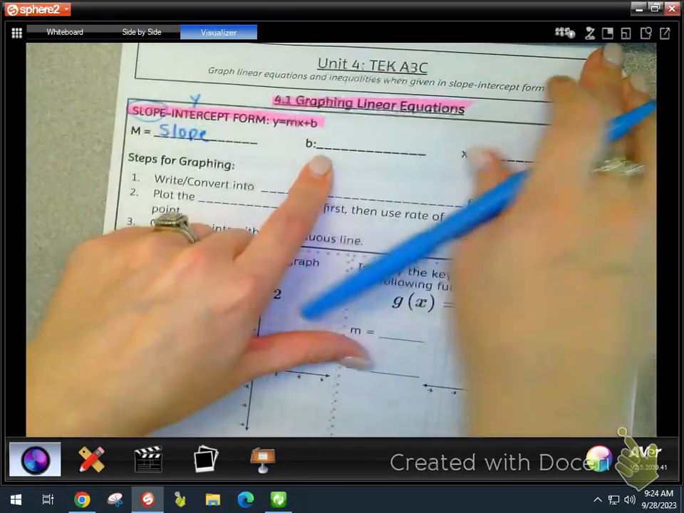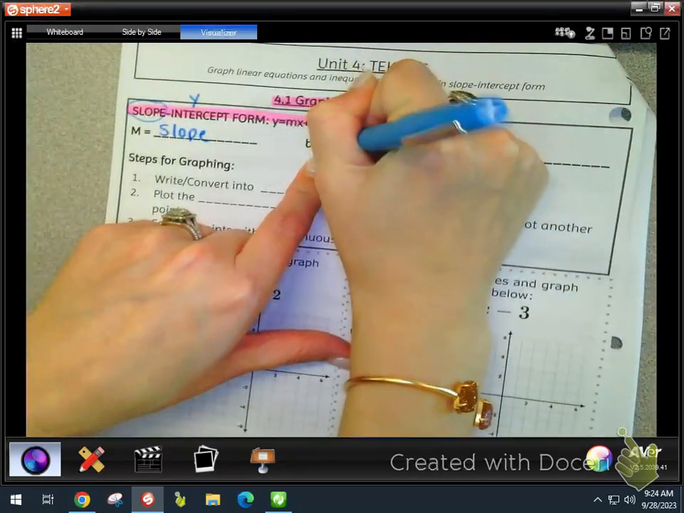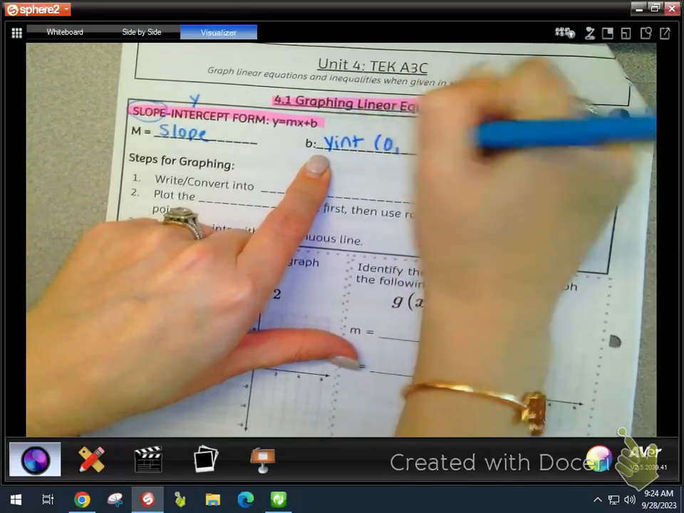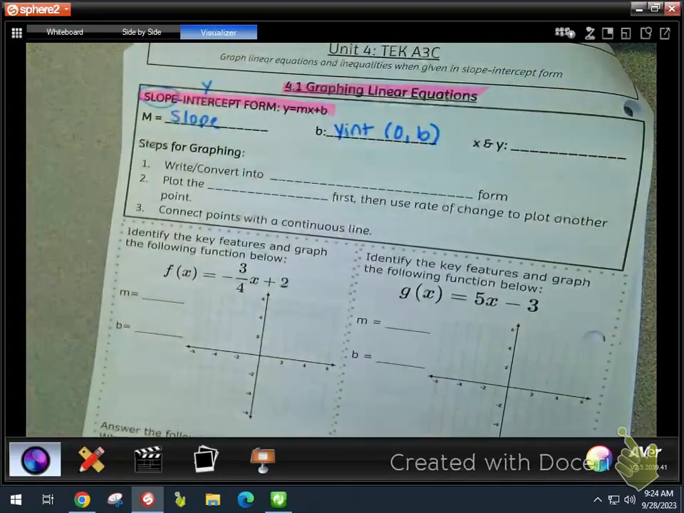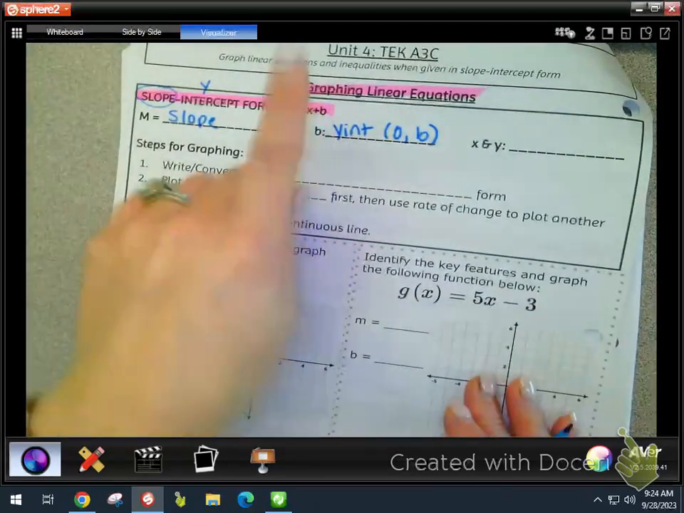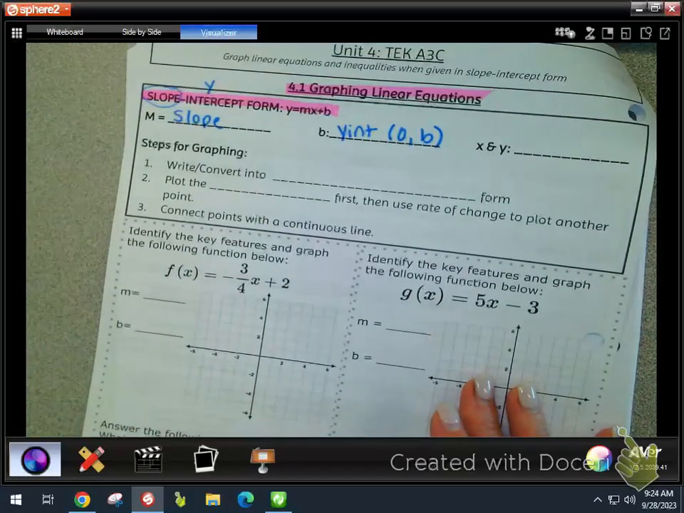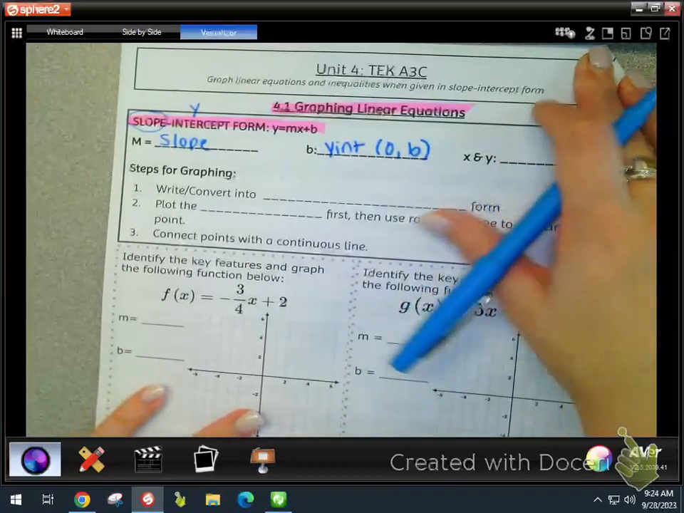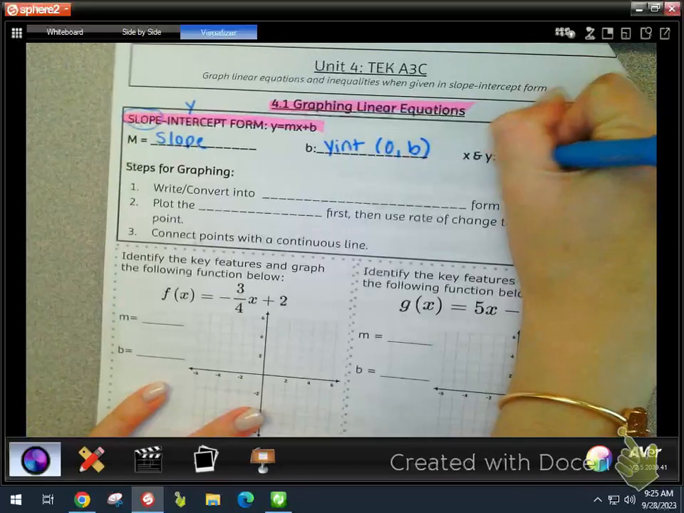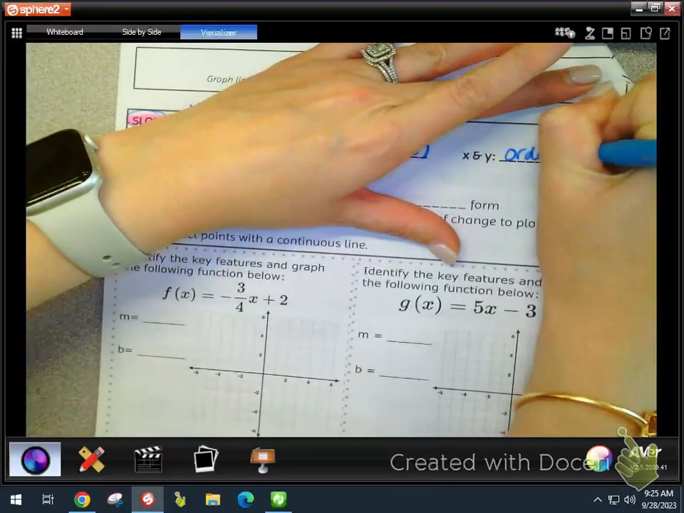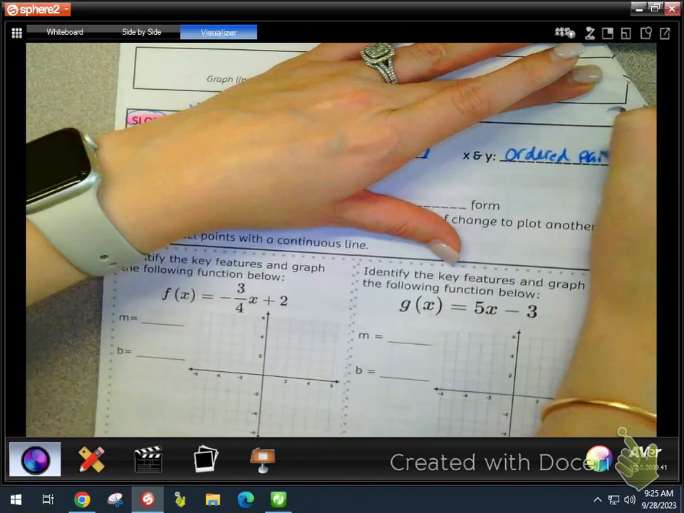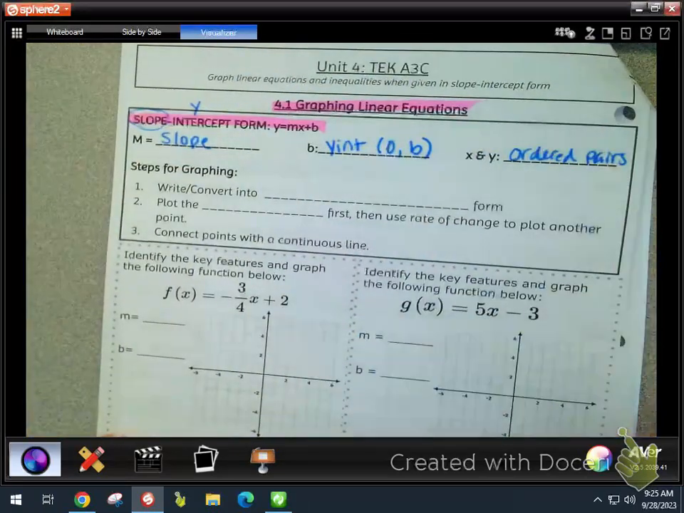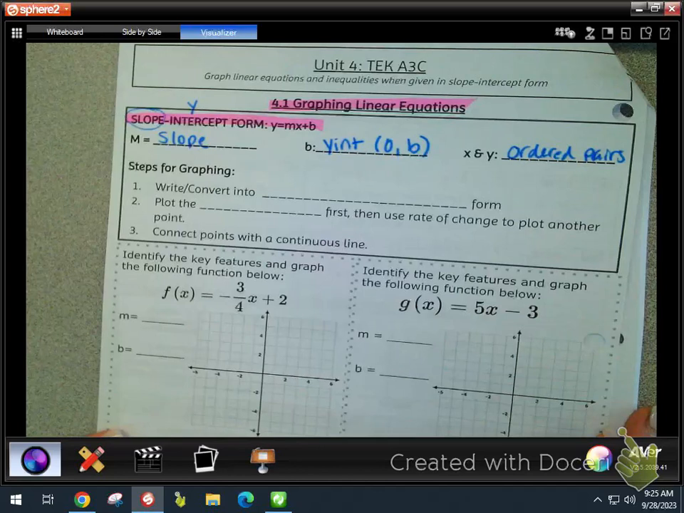B is our y-intercept. If you write it as an ordered pair, which I normally like you to, you would write it 0, comma, b, whatever number that is. If there's a plus sign in front of b, that guy's positive. If there's a minus sign in front of the b, then that means that y value is negative. And then x and y will stay x and y in the equation, but those are technically our ordered pairs. We can put ordered pairs in, but in the equation, they actually stay there, okay?